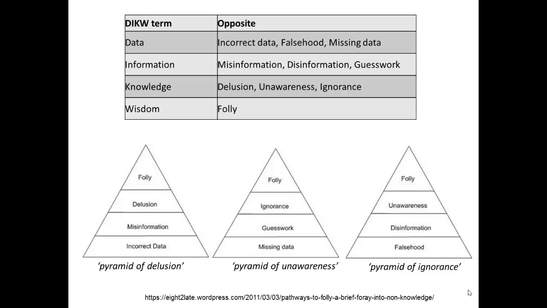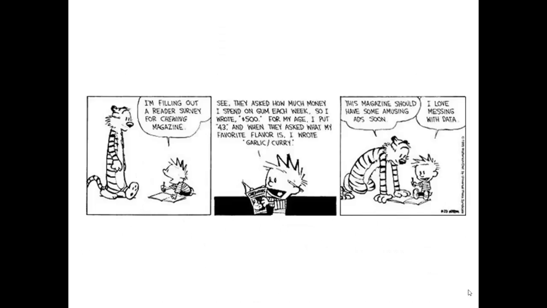Falsehood. That's a question maybe some of you are wondering: where does false data come from? False data is deliberately incorrect data. Why would anybody ever do that? Well, here's a Calvin and Hobbes cartoon, if you're familiar with them, filling in a reader survey for a chewing magazine. At the end, it just says this magazine should have some more ads. So basically he wrote in a load of rubbish, putting his age as 43. He just says, I love messing with data.